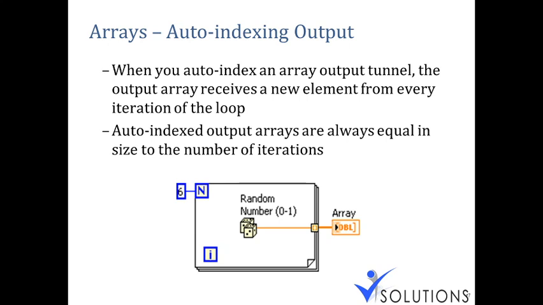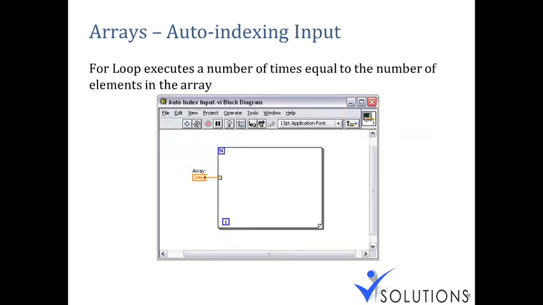Let me first tell you what happens in an input tunnel. Here you can see there is an input tunnel. Let's say this array has 6 elements. The loop will iterate 6 times. What this auto indexing tunnel does is convert one-dimensional data into scalar data. Your auto indexing input tunnel will break the dimension: 1D data is converted into scalar data.